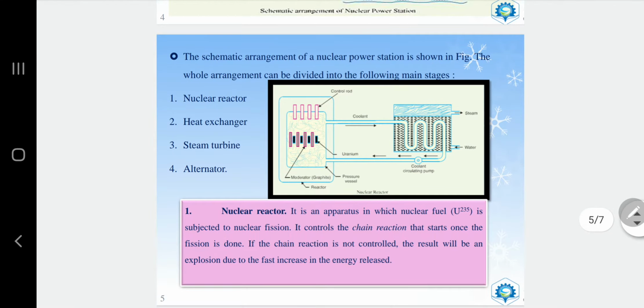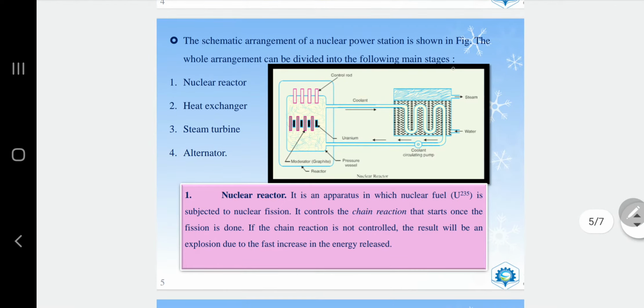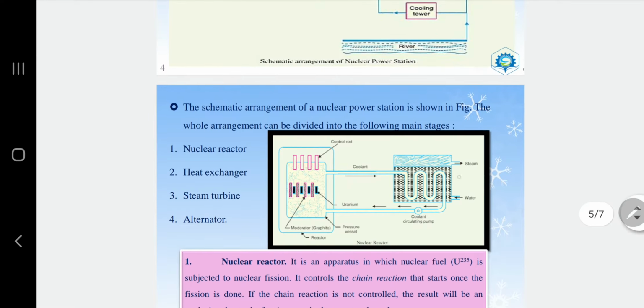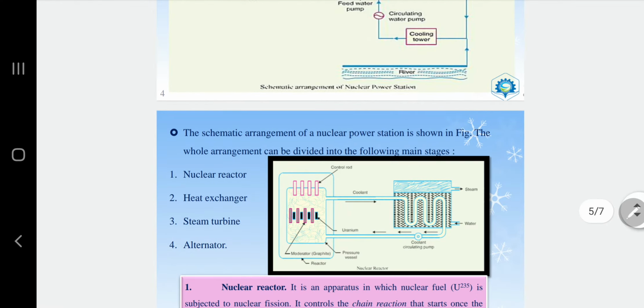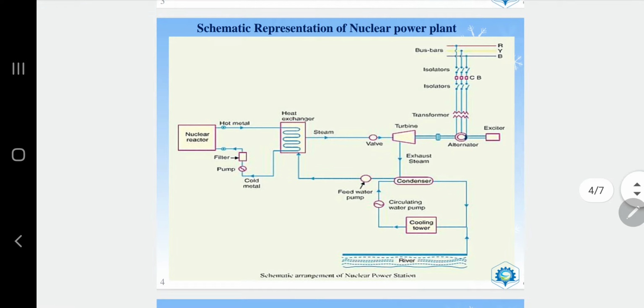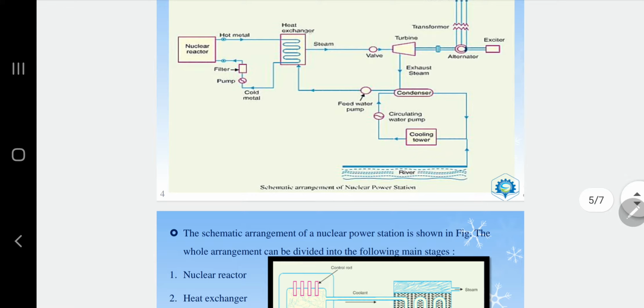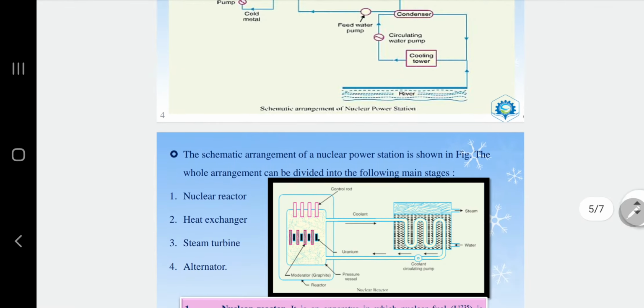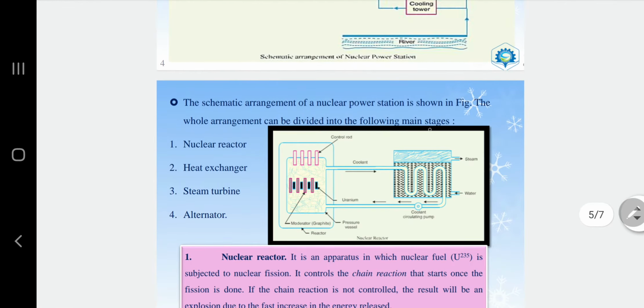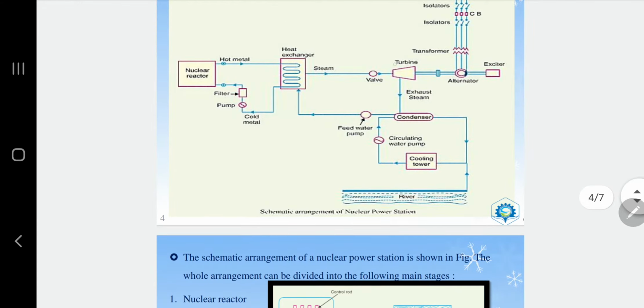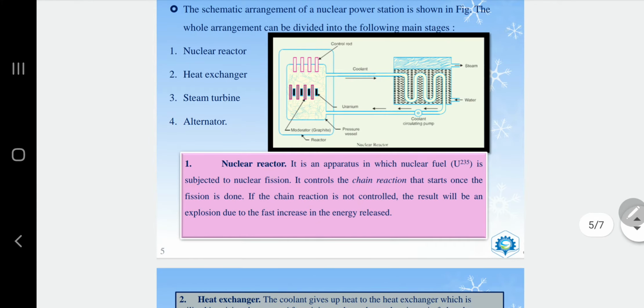Let us go through the blocks once more. The schematic diagram, and we will also be going through the details of the nuclear reactor. The schematic diagram mainly consists of 4 blocks which I already explained. First one is a nuclear reactor. Now the second one is a heat exchanger. Here you can see the heat exchanger. Third one is a steam turbine, and fourth one is an alternator. So all these form the 4 important elements I have already explained. Let us go into each of them.